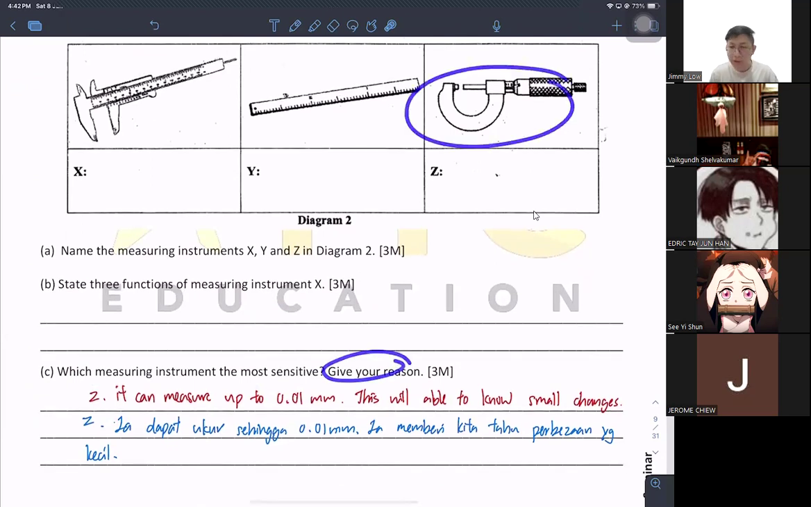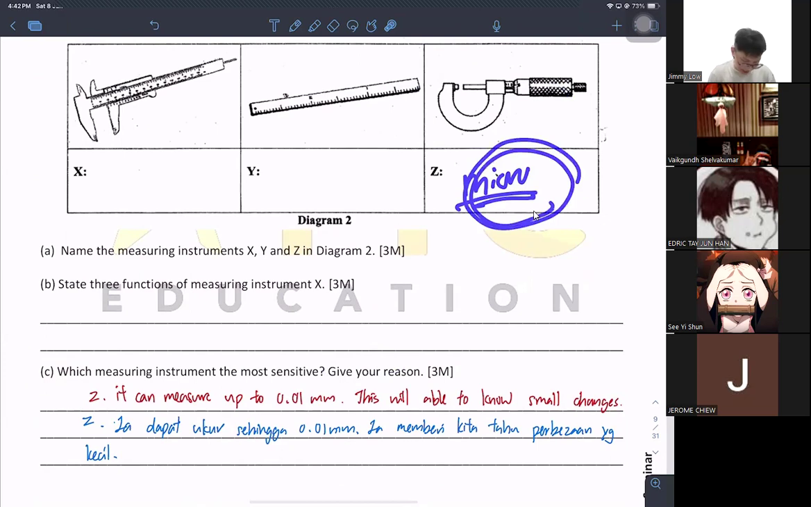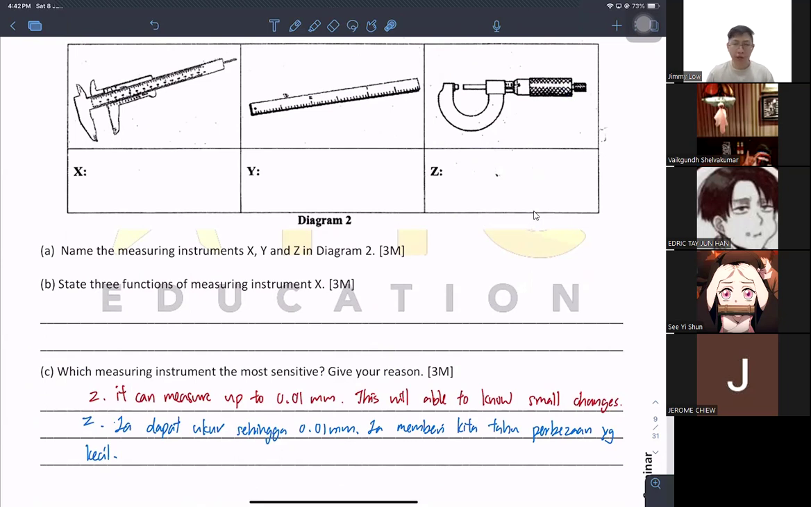Actually, we say the micrometer screw gauge is the most sensitive one. Even though you know it is the micrometer screw gauge, don't write it down randomly, because if you accidentally write the wrong name, or your spelling has a problem, who knows? If you are 100% sure the answer is correct, you can write it. But if you want to play safe, when the question asks which measuring instrument, you can write Z. Why? Because it can measure up to 0.01 mm.